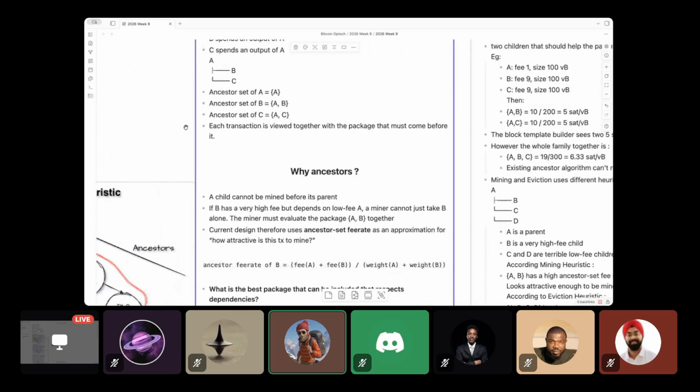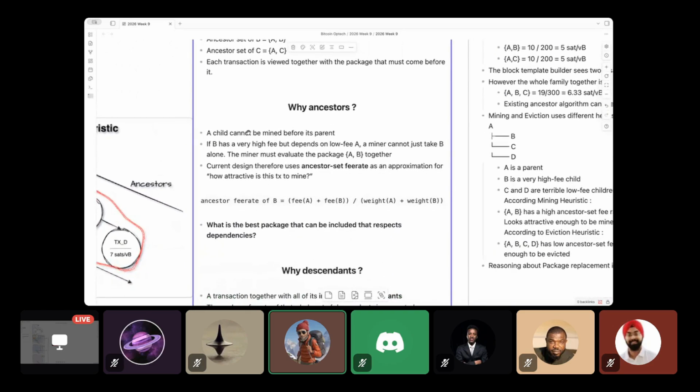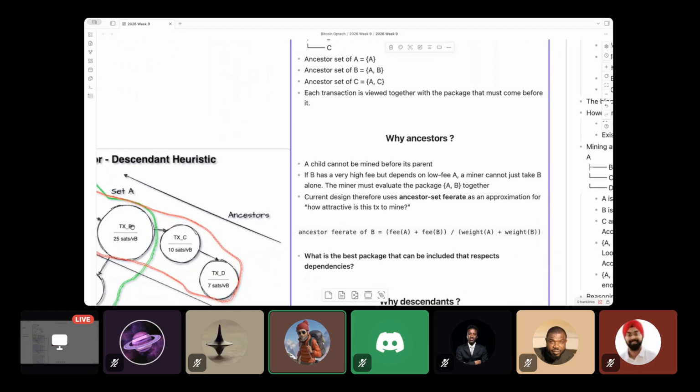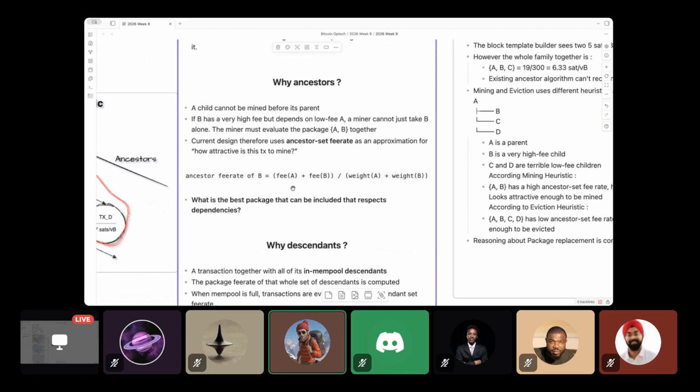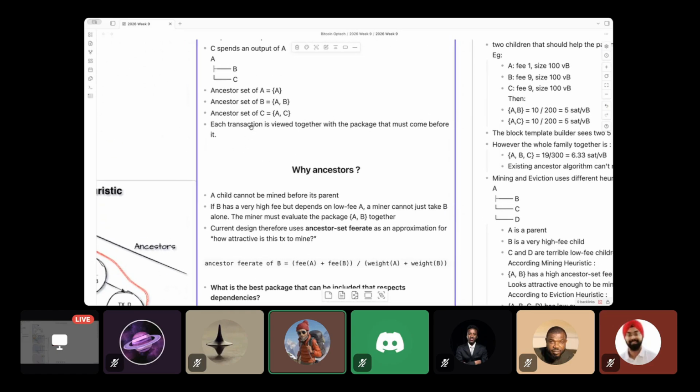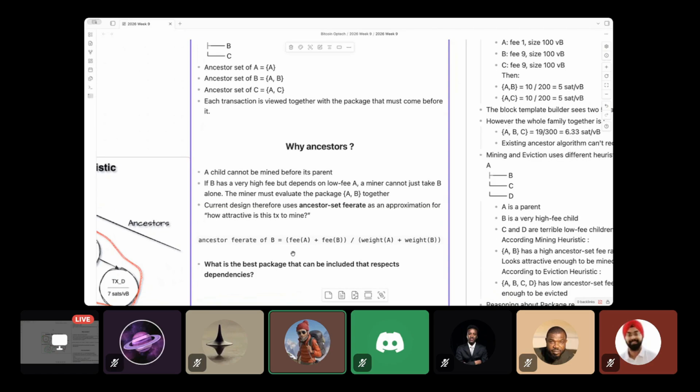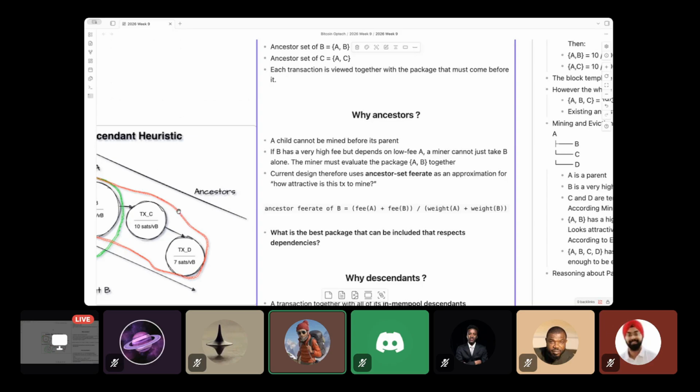So once this set is defined, the ancestor fee rate is calculated. For example, if you want to pick transaction B, you will have to calculate the ancestor fee rate of transaction B. How is it calculated? It's simple. Because the ancestor set of B is A and B, we have to calculate what fee A provides and what fee B provides, divided by the sum of their weights. So this is the ancestor fee rate for B. Once you get this number, only that number is used in ordering the transactions from highest fee paying rate to the lowest fee paying rate, and then transactions are picked from the mempool into the block.